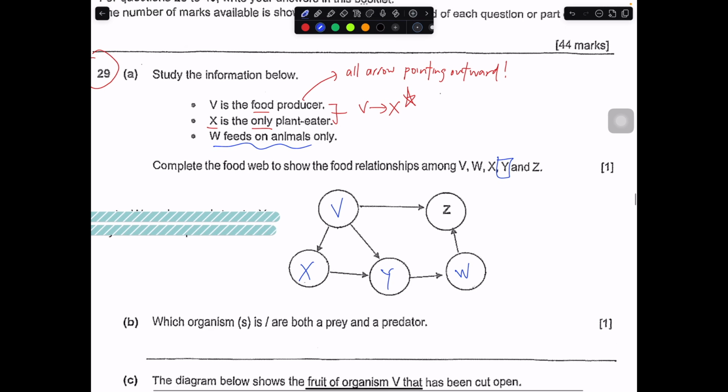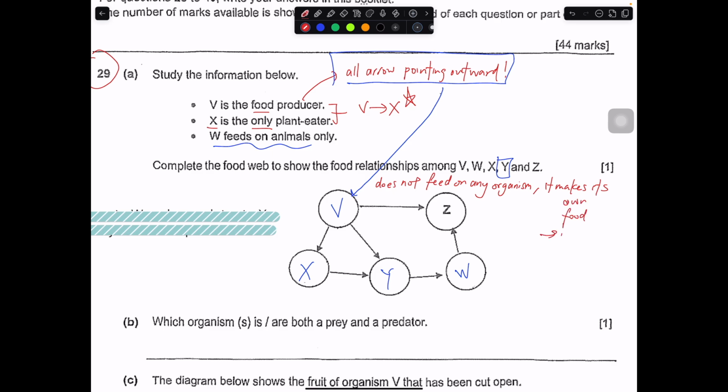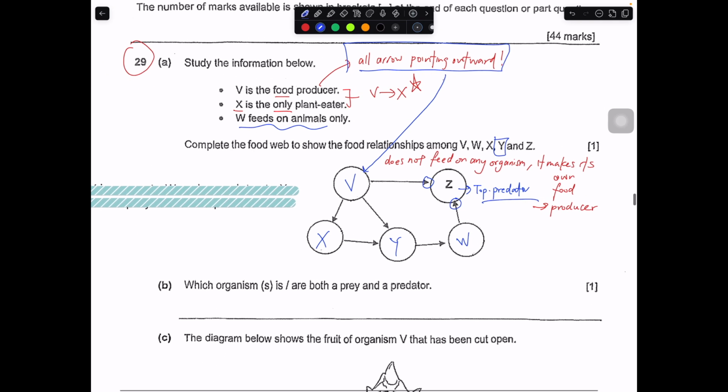So let us recall. When you have all arrows pointing outward, it is the producer. It means the underlying reason is that it does not feed on any organism. Then how does it get its own food? It makes its own food. That's why it is a producer. Another key character that you want to take note of is the one with all arrowheads pointing in. This character must be the top predator. And in this food chain, the only prey will usually be the plant eater. So this one usually is the prey only.